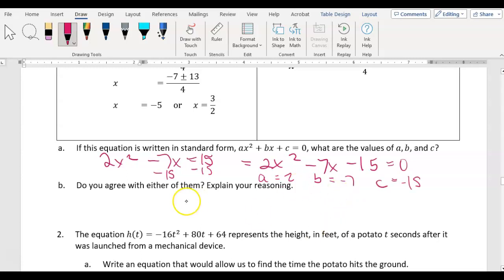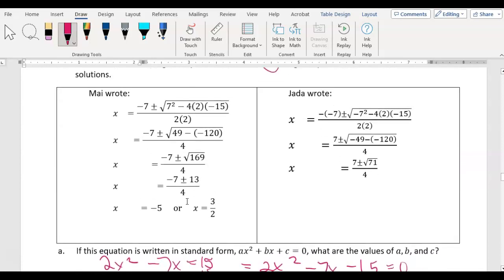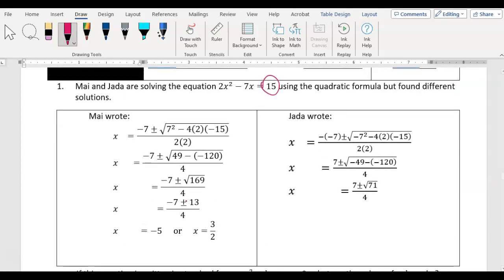Do you agree with either one? Explain your reasoning. So let's take a look at what they did. So again, we said that A is 2, B is negative 7, and C is negative 15. So I wrote negative 7 plus or minus the square root of 7 squared minus 4 times 2 times negative 15. So here immediately I see a problem because the formula is negative B. And if it's negative B and B equals negative 7, then that is a negative negative 7. So this should become a positive 7.